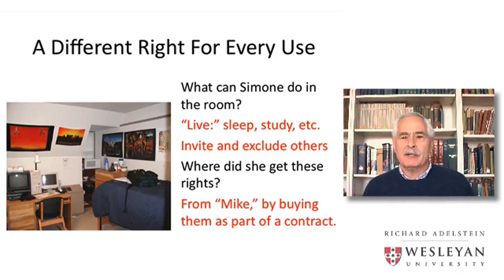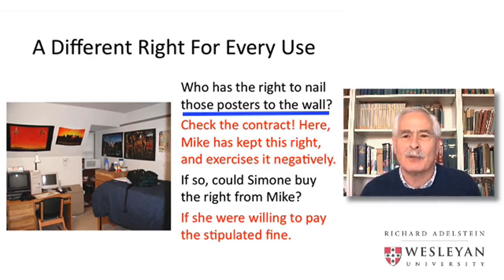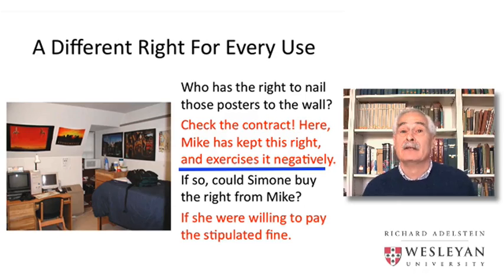But you'll notice in the picture that there are posters all over the wall. Who has the right to nail those posters to the wall? Well, we need to check the contract, that is, the contract that conveyed a certain set of property rights from Mike to Simone, because that contract may well have allowed for Mike to keep or retain some rights to use the room in particular ways. At our university, Mike retains the right to nail a nail into the wall to hang up a poster.